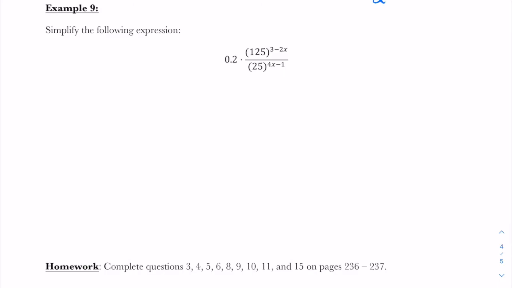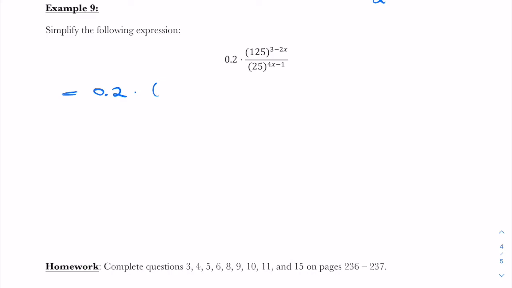This one is a little different. Once again, we have to simplify, but look at what we have here. We have 0.2 multiplied by this fraction containing different powers. So how on earth do we deal with the 0.2? Well, first off, let's consider the bases of 125 and 25. Can you write those to a simpler power that they have in common? And the answer is yes.